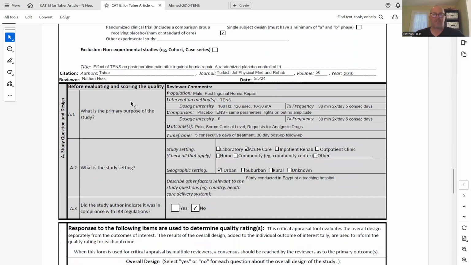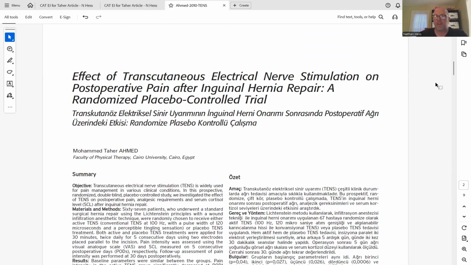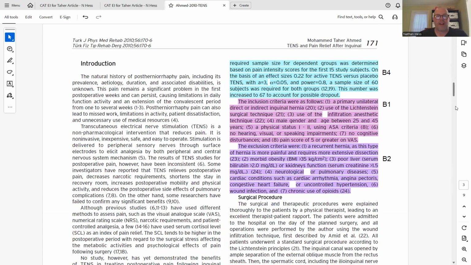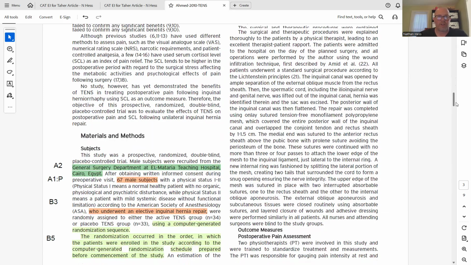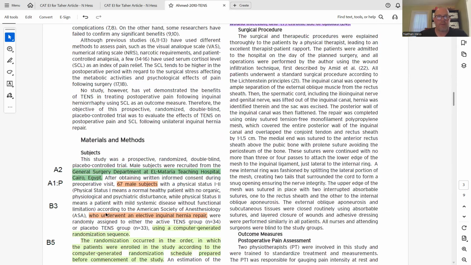Okay. Now we start moving into the actual CAT EI tool. And the first thing we do is we fill out the PICO for it, right? Population, intervention, comparison, outcome, time frame. I highlighted these things on the tool for you so you can see, right? The PICO, who is it? It's 67 males with the physical status here who underwent an elective inguinal hernia repair. Those are the people that we're doing this study on, right?